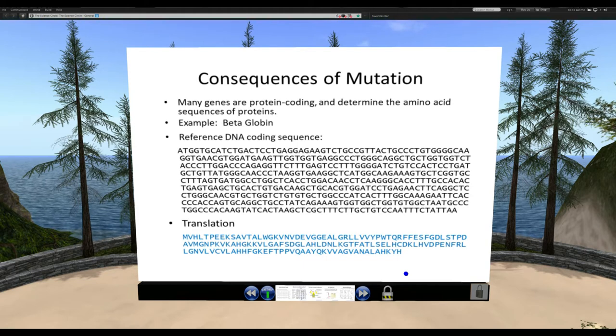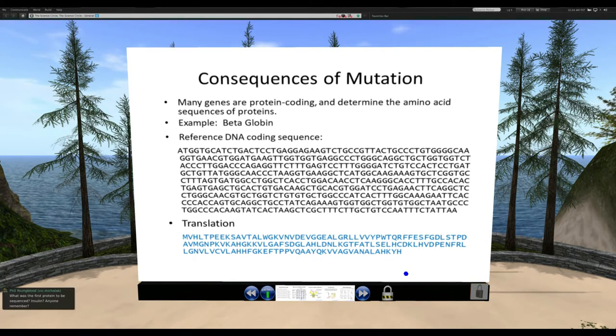One of the examples we're going to be looking at this morning is beta-globin. And beta-globin is one of the two molecules in the oxygen transport protein hemoglobin. And the reference coding sequence for beta-globin is showing here. And then below is the translation. And you'll notice that the DNA sequence is a lot longer than the protein sequence because there are about three bases for every amino acid.